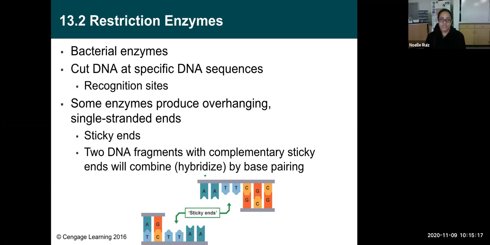So restriction enzymes are like a little pair of scissors. They'll come through, cut DNA at a specific sequence. Different restriction enzymes have different sequences that they recognize. And they just snip, cut it off. And sometimes it's not even. Sometimes you get these overhanging ends like you see in the picture. Those sticky ends.